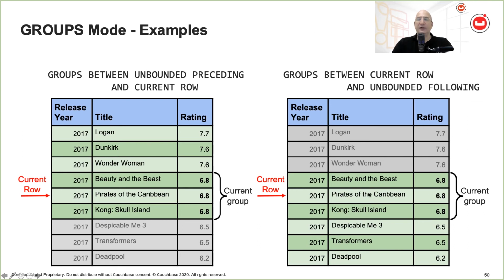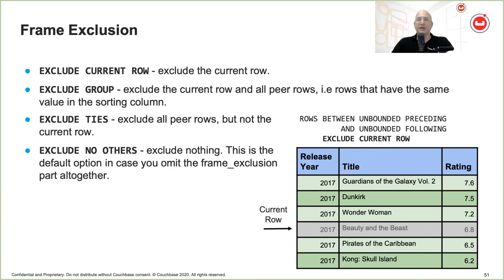So if the current row is marked in red, then it will include the current row and therefore the group that shares the same rating down to the last document of the current partition. The window frame syntax also enables you to exclude selected rows from the frame. You can specify exclude current row if you simply like to exclude the current row.